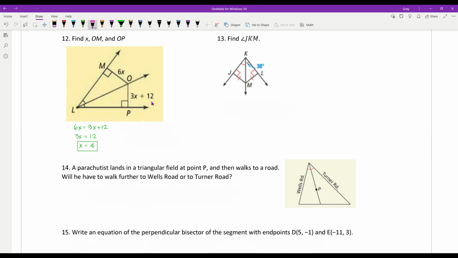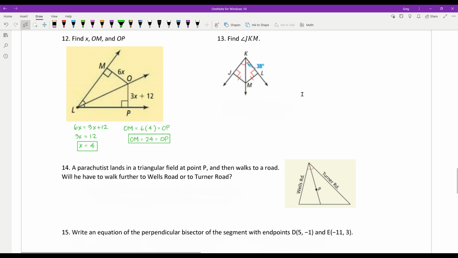Now I have to go find OM. And OM is... What's OM? OM is 6 times whatever I have in parentheses. And my parentheses is 4. So keep in mind that's also OP. So I know that OM equals 24, which also is OP.